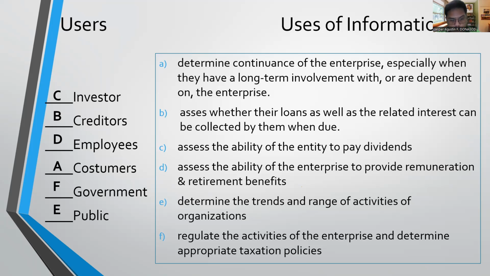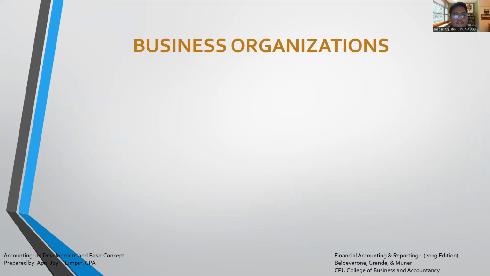Customers, to determine the continuance of the enterprise, especially when they have a long-term involvement or are dependent on the enterprise. Government, to regulate the activities of the enterprise and determine the appropriate taxation policies. So when we talk about accounting and government, we talk about tax. And the public, to determine the trends and range of activities of the organization.